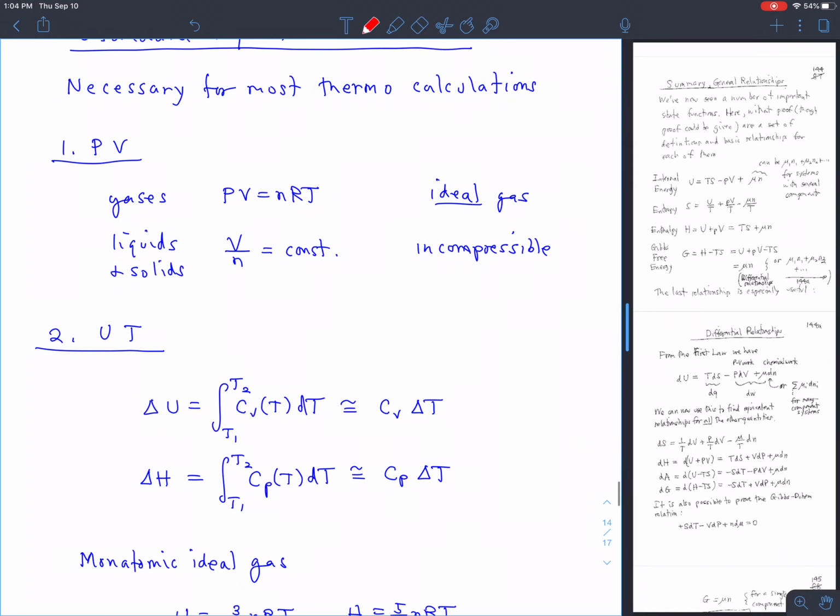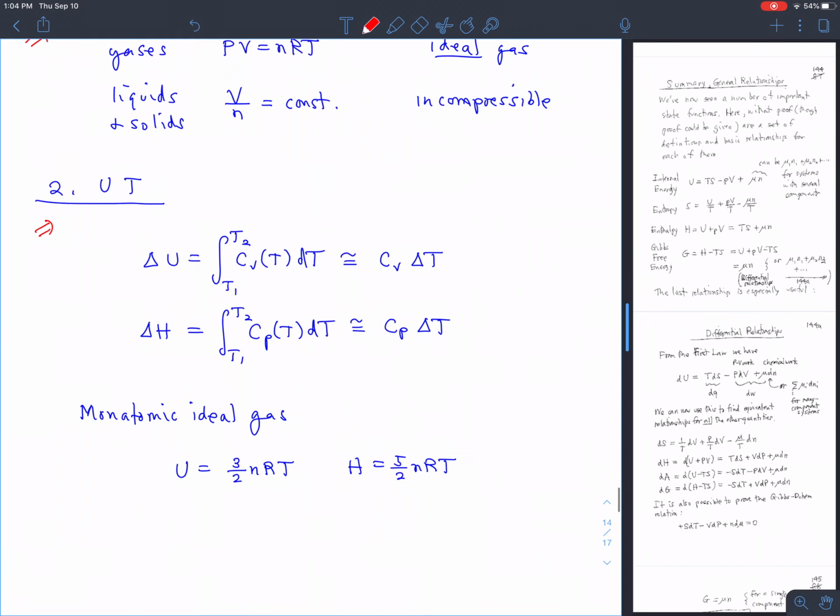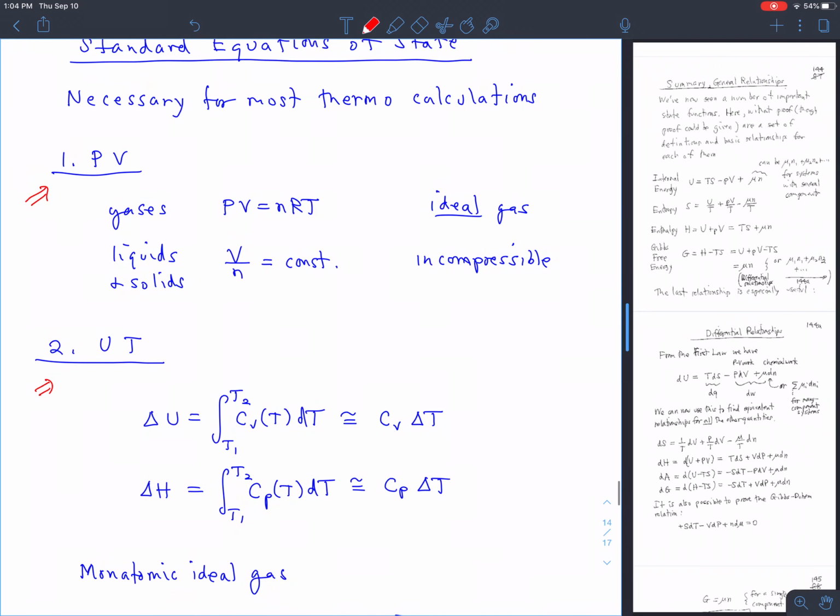They come in groups. There are ones that have to do with pressure and volume, there are ones that have to do with energy and temperature, and there are ones down here that have to do with mole numbers and chemical potential, and we'll go through them. So first, the pressure-volume ones. It depends on what kind of system or what kind of species you're talking about. There are gases, and for pressure-volume relationships, also liquids and solids, and you don't really need to know anything more than what state or what phase the system is in.